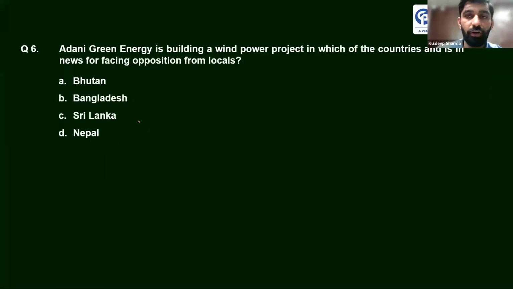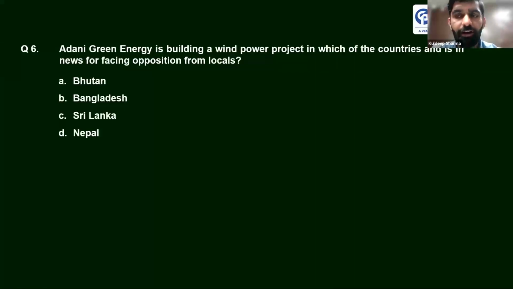Next question now. So let's move away from HDI index. Next question is a regional geopolitical question. So Adani Green Energy is building a wind power project in which of the following countries and is in news for facing opposition from locals.